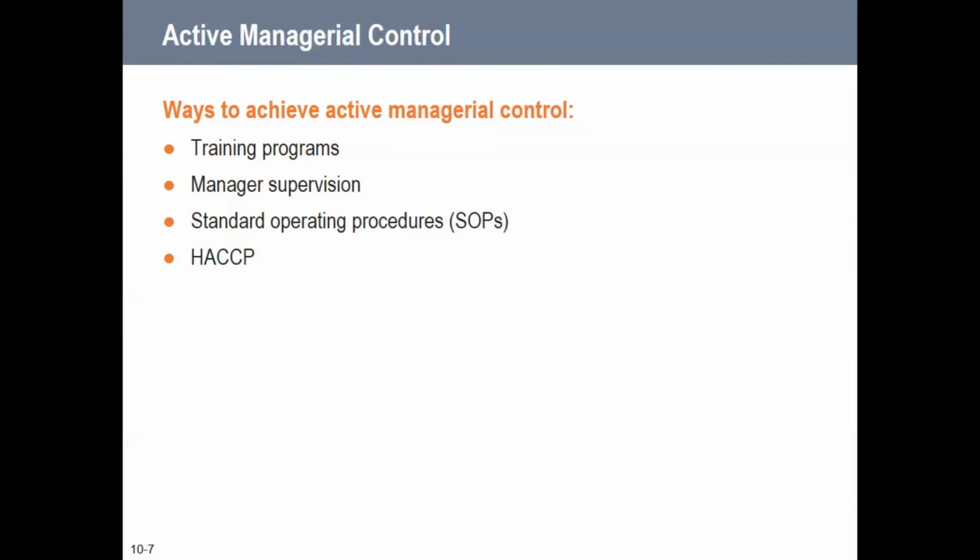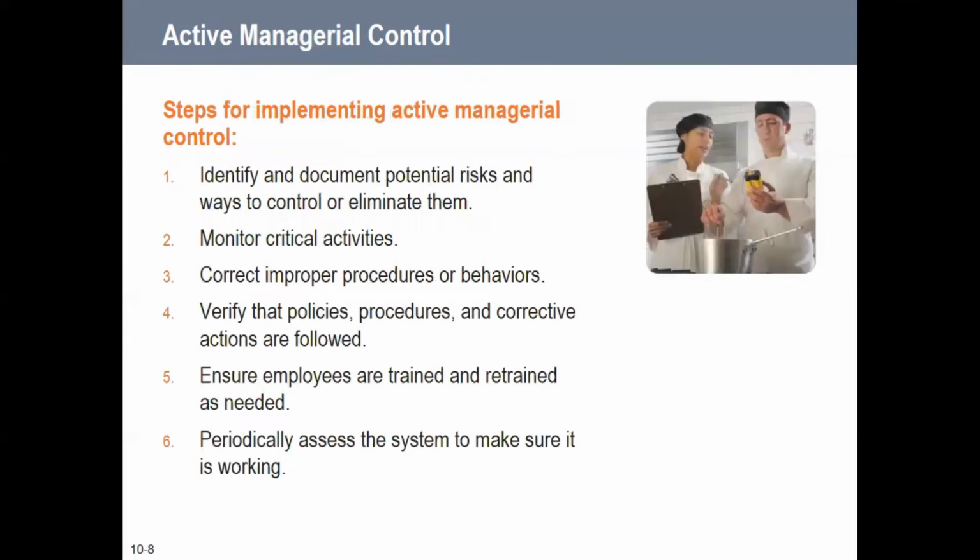All right. So what we need to look at are different ways that we can achieve managerial control. Training programs is one area, manager supervision, creating standard operating procedures, and then of course, HACCP is a big one, especially from the sanitation side. So how do we implement managerial control? The first thing we need to do is identify where there are potential risks and document those, of course, and look at ways to control or eliminate them.